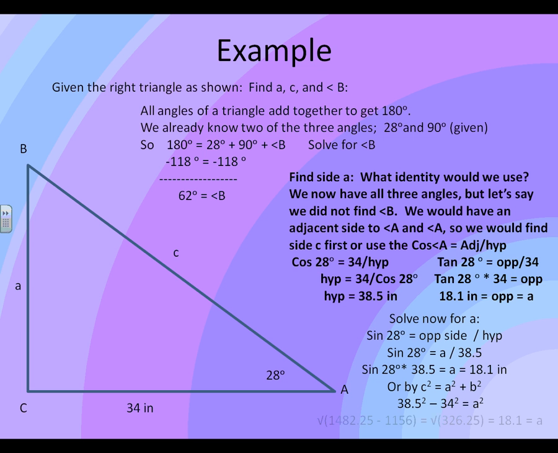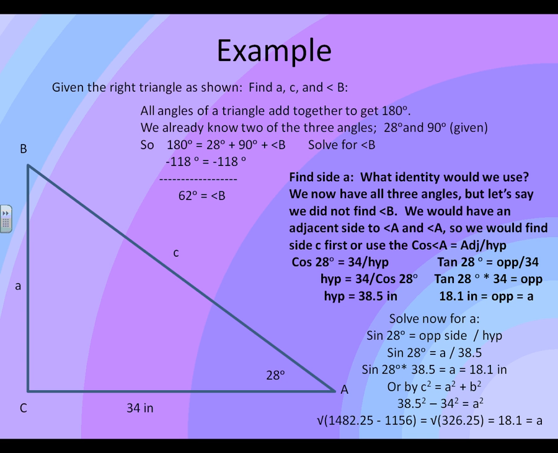So when we do 38.5 squared, we get 1,482.25, and 34 squared is 1,156. Subtracting those two quantities, we get 326.25. That equals a squared. So we need to take the square root of 326.25, and that gives us 18.1 inches equals A.